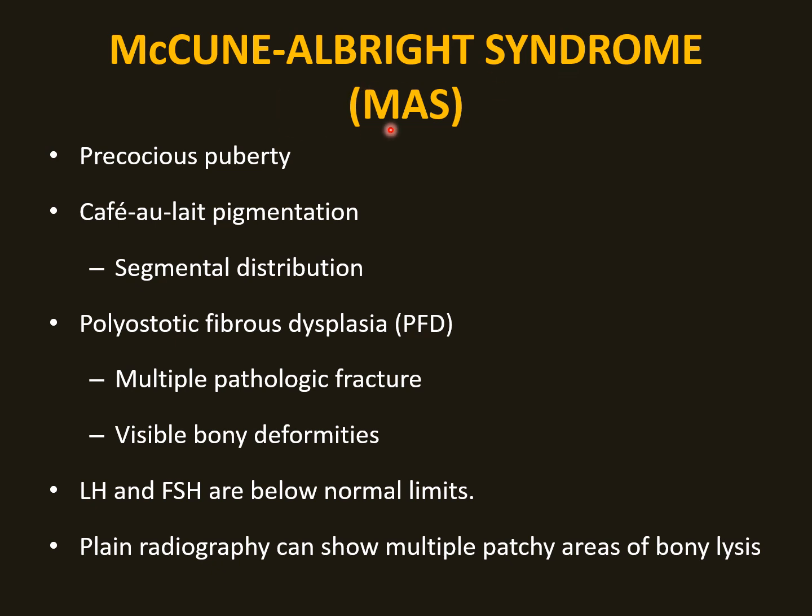McCune-Albright syndrome is another cause of precocious puberty, associated with café au lait pigmentation, and you will see a segmental distribution of dark skin, like a map on the chest. Polyostotic fibrous dysplasia is usually associated with bone disease. You will have multiple pathologic fractures and visible bone deformity. If you do LH and FSH, they are below the normal limits. Plain radiography can show multiple patchy areas of bone lysis.